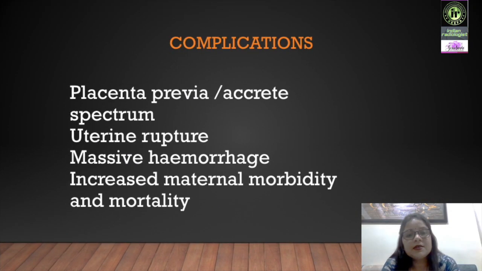Then complications are devastating. There can be placenta previa and placenta accreta spectrum, and studies have shown that if you follow up the CSPs, they are going to land up in the placenta accreta spectrum in most of the cases. Then if you follow, we can have a uterine or myometrial rupture because of thinning out, leading to massive hemorrhage and hemorrhagic shock, which increases maternal morbidity and mortality.